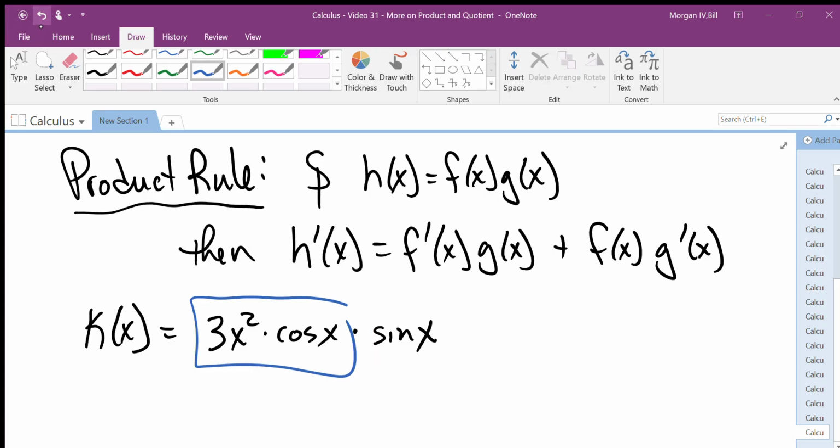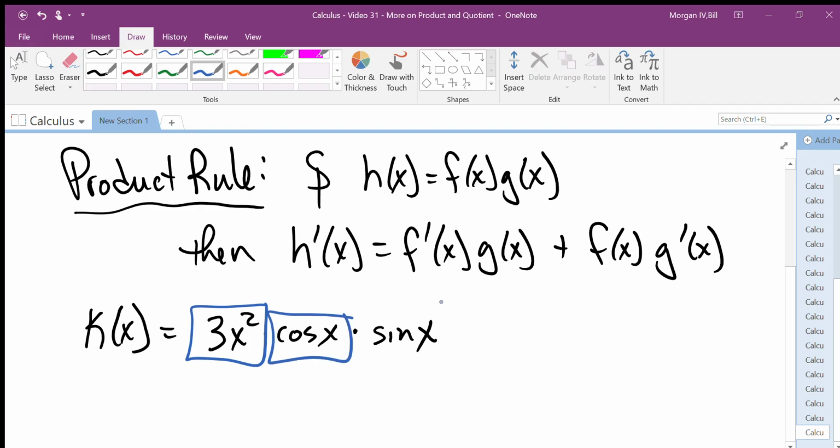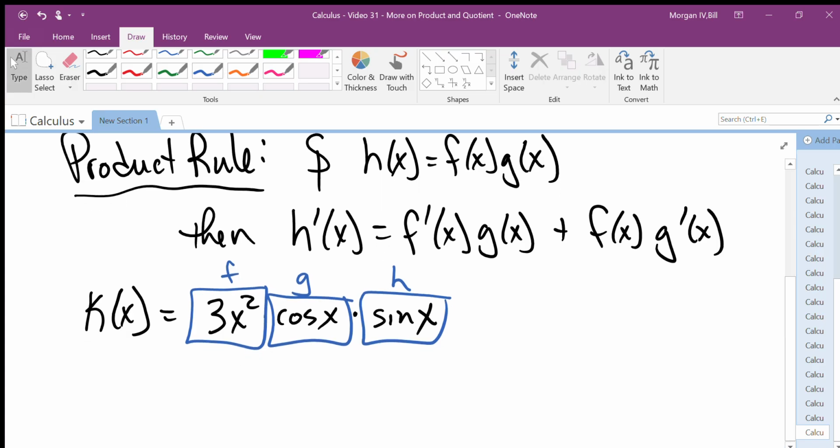But let me give you another option here. What if we separate this into actual three functions? Call this f, call this g, call this h. What then can we do? Well, it turns out we can still use the product rule. The product rule actually works not just for two functions multiplied. It actually works for three functions multiplied, or four functions multiplied, or 17 functions multiplied.